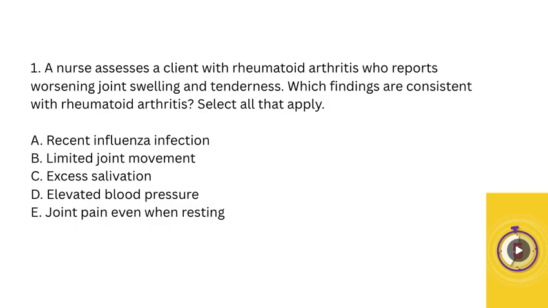A nurse assesses a client with rheumatoid arthritis who reports worsening joint swelling and tenderness. Which findings are consistent with rheumatoid arthritis? Select all that apply. A. Recent influenza infection. B. Limited joint movement. C. Excess salivation. D. Elevated blood pressure. Or E. Joint pain even when resting.